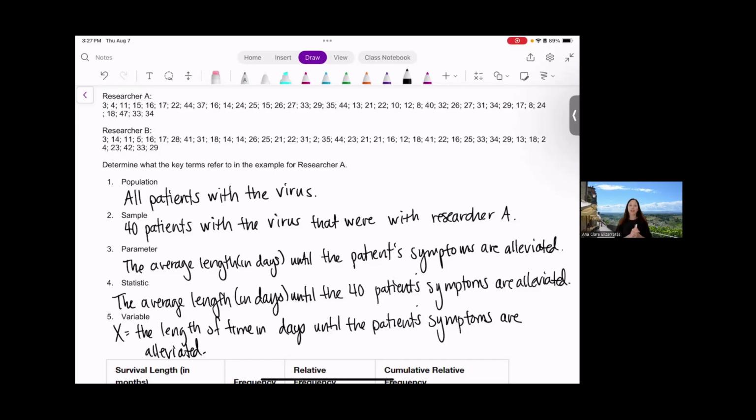Hopefully this was helpful. Next, what we're going to do is create a frequency distribution using relative frequency in addition to raw frequency with the same problem.